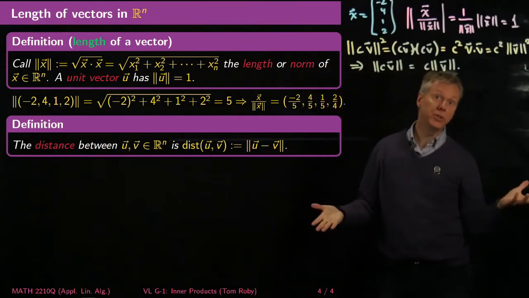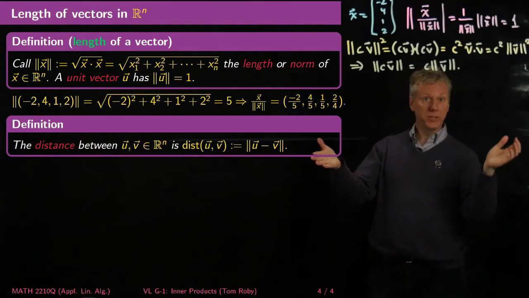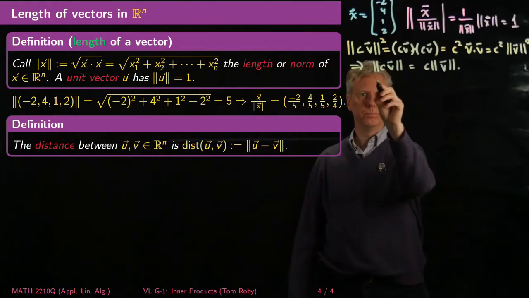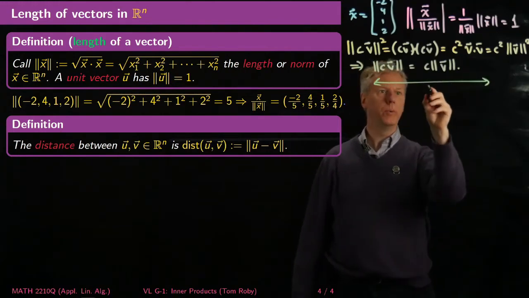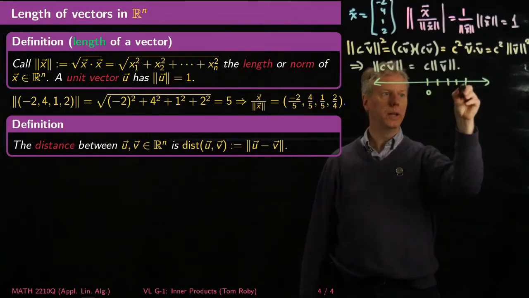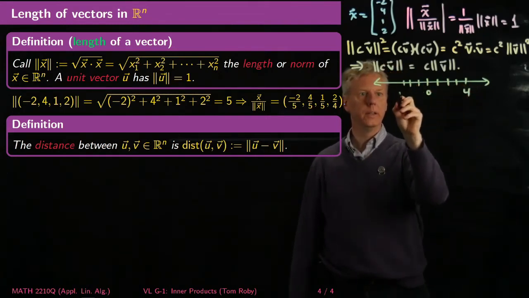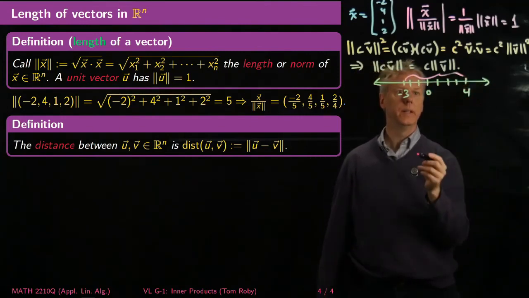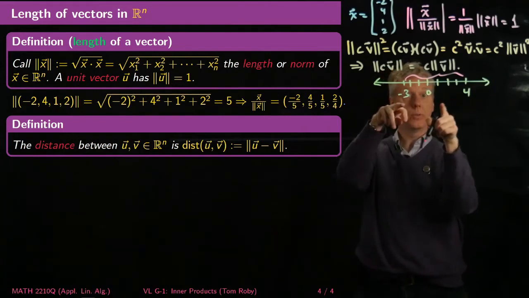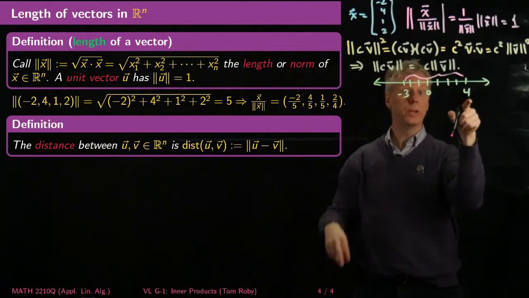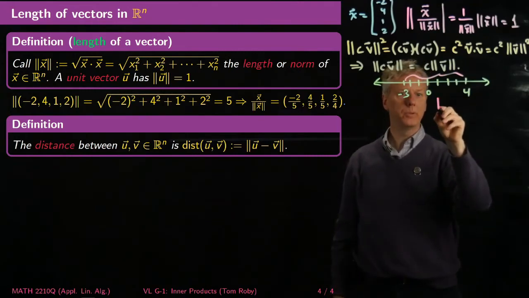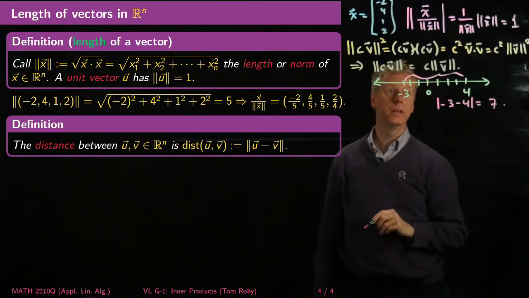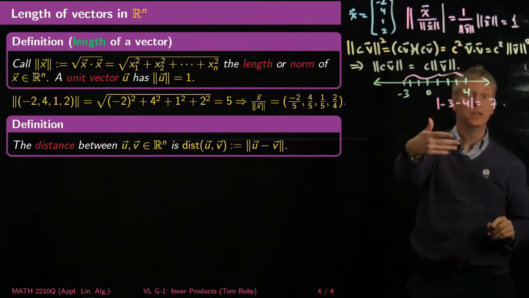Okay, so now, here's the thing. Once you know what length is, you also know what distance is, because the distance between two things is just the length of their difference. And this should go back even to elementary school on the real line, right? If I want to know what the distance is between 4 and -3, well, distance is symmetric, so it's the same as the distance between -3 and 4. This distance should be the absolute value of -3 minus 4, which is the absolute value of -7, which is 7.